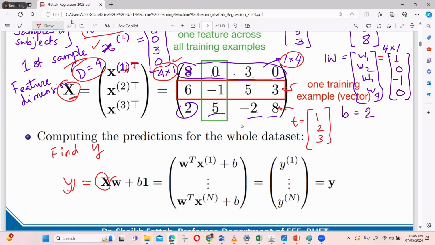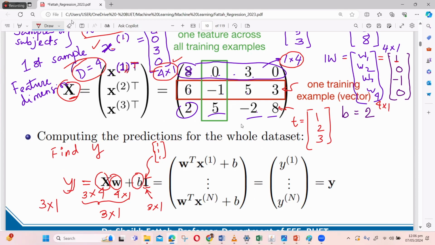So you multiply it by W. What is your W? Go here and see, W's dimension is 4 cross 1, and this dimension is 3 cross 4. So overall, if you multiply it, the dimension will be 3 cross 1. How many samples do you have? 3. So how many y will you get? 3, so 3 cross 1. But B is a single number, so it is broadcast as a matrix of ones, basically 1, 1, 1 like this. The dimension is 3 cross 1.